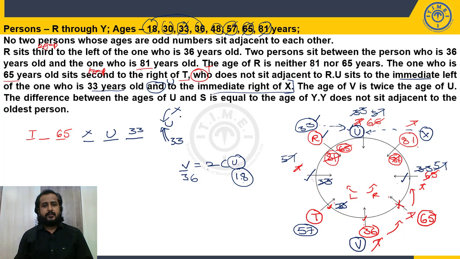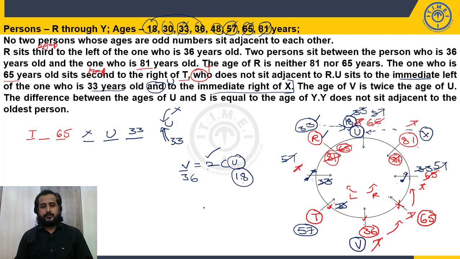The difference between the ages of U and S is equal to the age of Y. And sorry, it is already U, right? So I can take 18 here. I am sorry, extremely sorry. So as it is U, I can take 18 here. So these are not the possibilities for U. So it is U, so 18 is fixed. So even this clue is completely utilized.